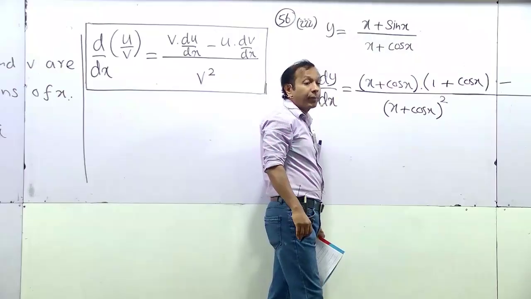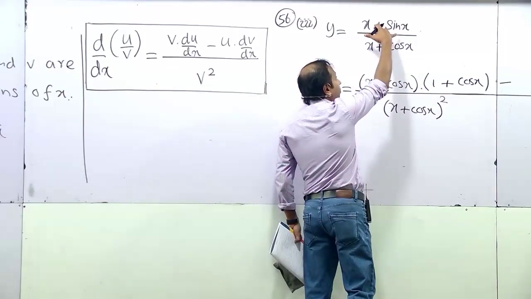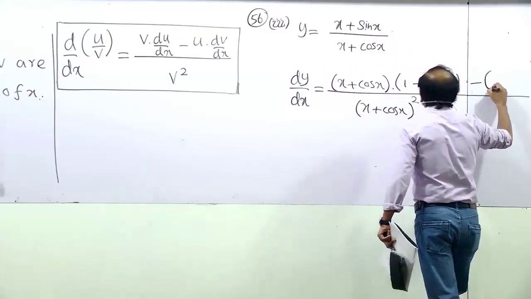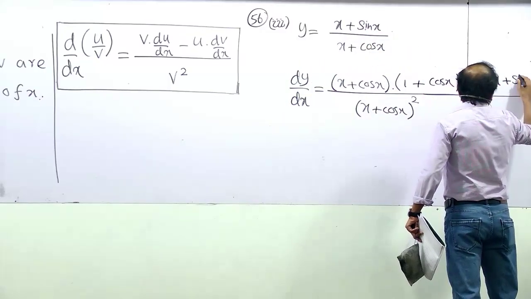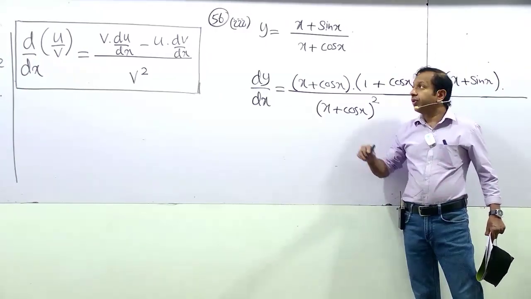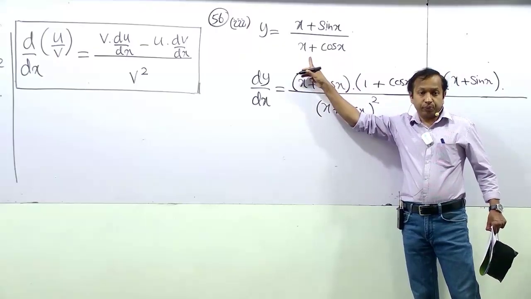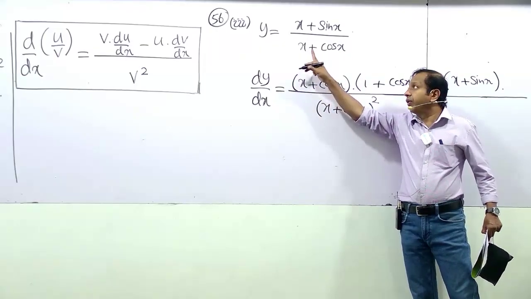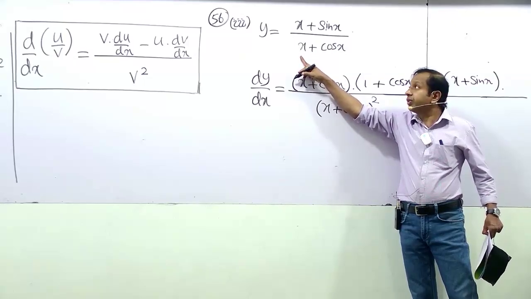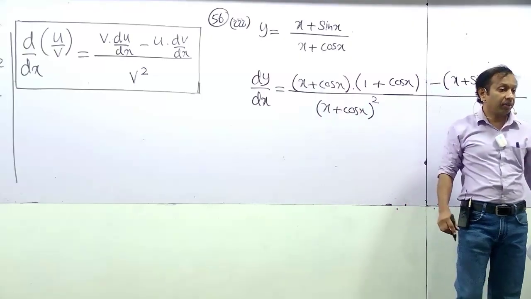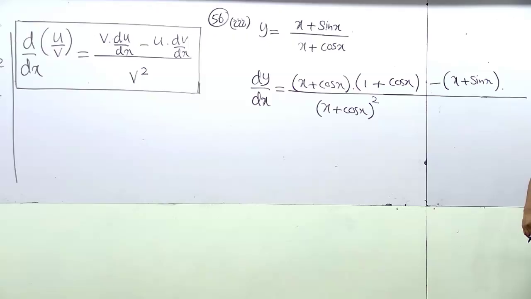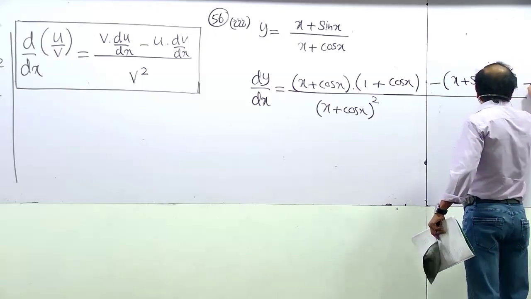Then what do we do? The differentiated function we keep the same, then that should be multiplied by the derivative of the denominator, x plus cos x. The derivative of x is 1. The derivative of cos x is minus sin x. So 1 minus sin x.